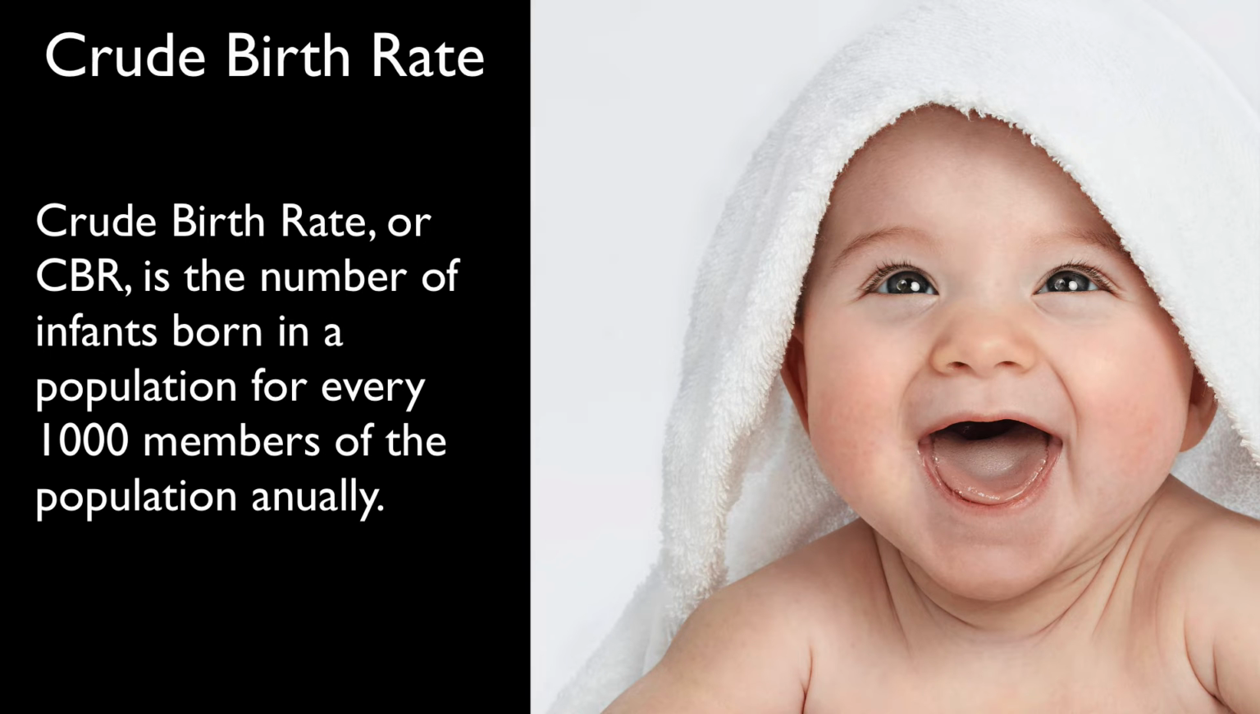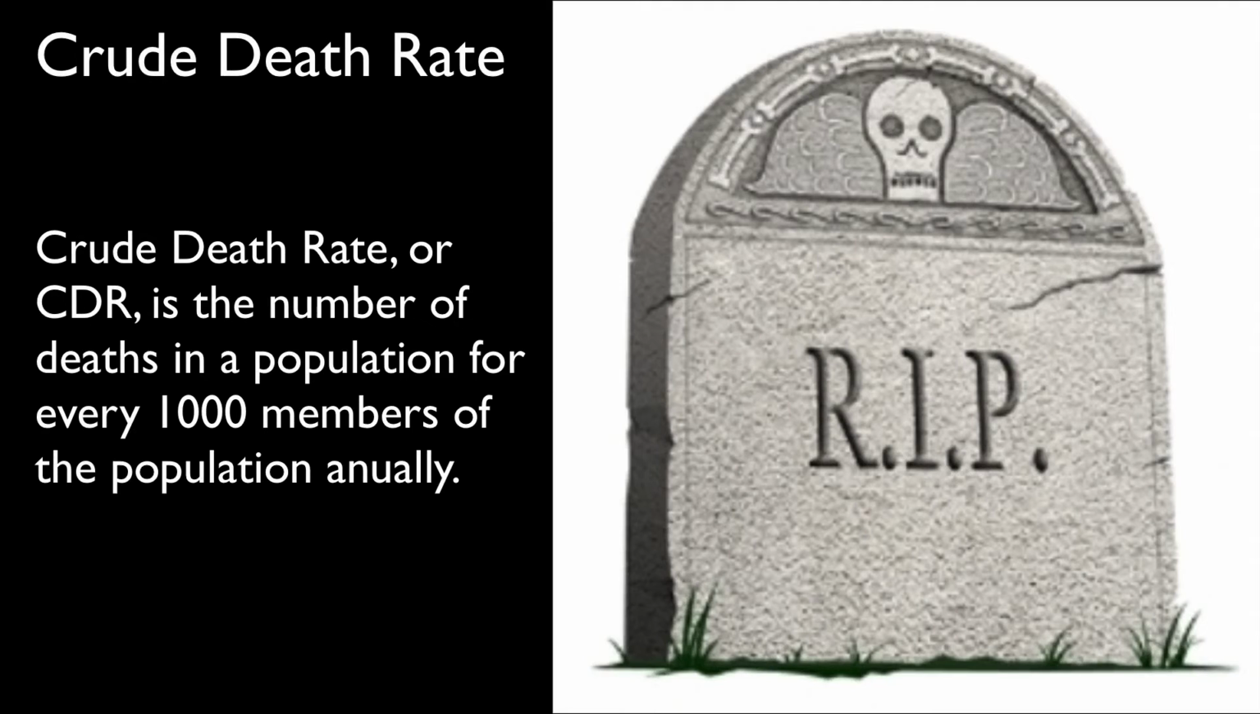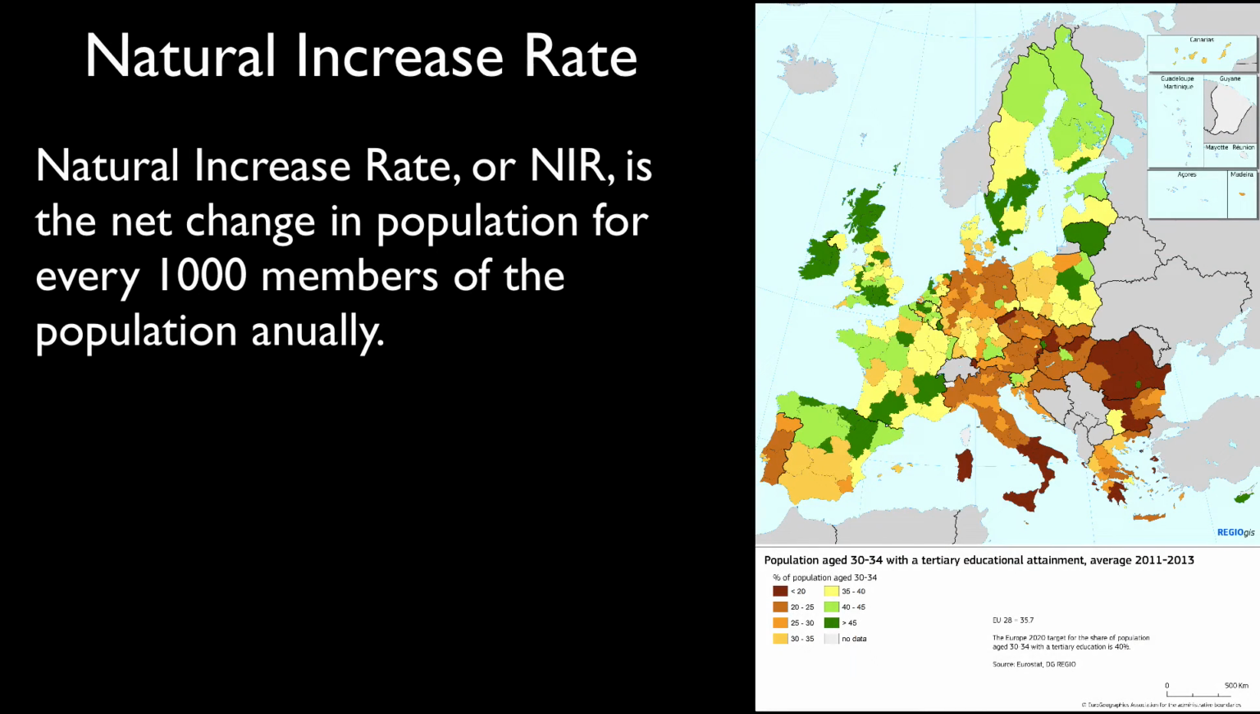CBR stands for crude birth rate, and that is how many people are born every year for every 1,000 people in the population. CDR stands for crude death rate. This is rather the opposite of CBR and is how many people die every year in a population for every 1,000 people.